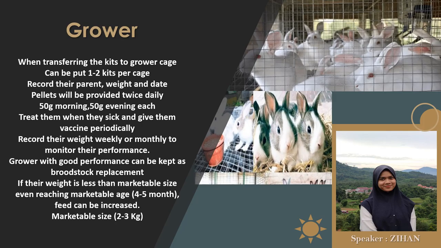So growers with good performance can be kept as broodstock replacement, and if their weight is less than marketable size, even when reaching marketable age of 4 to 5 months, feed can be increased. So the marketable size is 2 to 3.